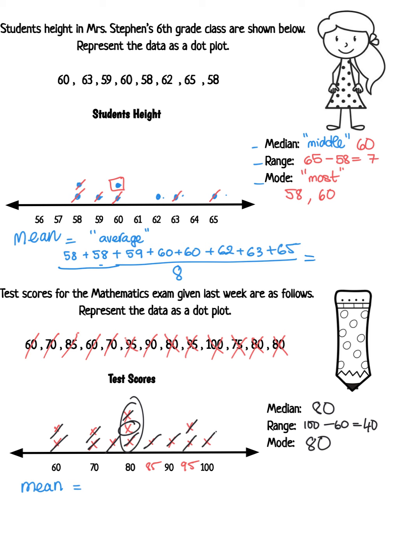After I add them up, I got 485. And I divide it by 8. I got 60.625. So I would round it up to 61 for the student height. Okay, it's not that bad, right?